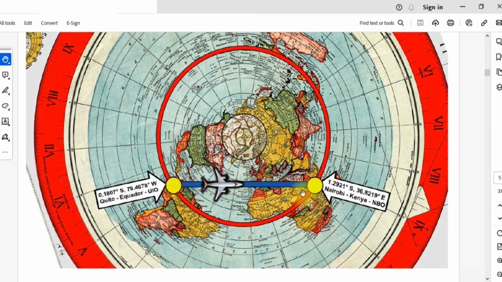Oh dear, he managed to get even more stupid in his attempt to prove the flat earth.